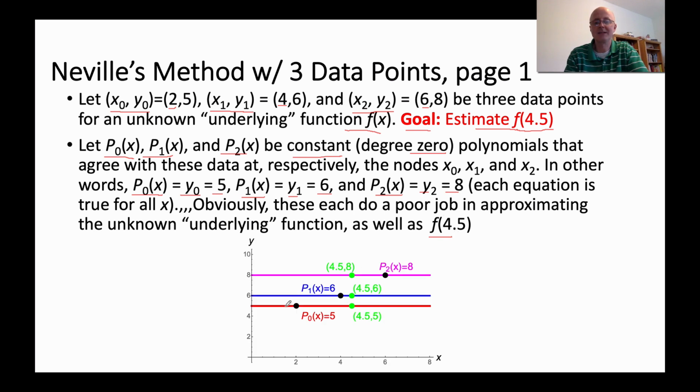So P0 of x is the red graph. That's 5. P1 of x is the blue graph. That's always equal to 6. And P2 of x is the pink graph. That's always equal to 8. And x is 4.5. That's where we're trying to approximate the underlying function. And these different graphs give us different approximations of 5, 6, and 8. Okay? So kind of a silly thing to do, you might say, but we're trying to build up to the more general and hopefully more accurate situation.